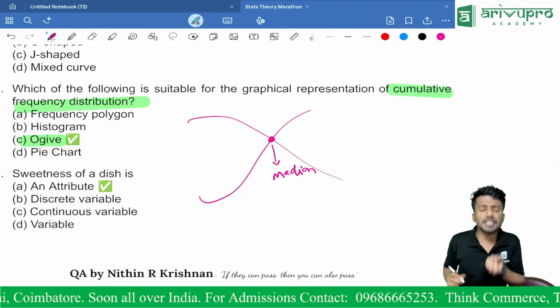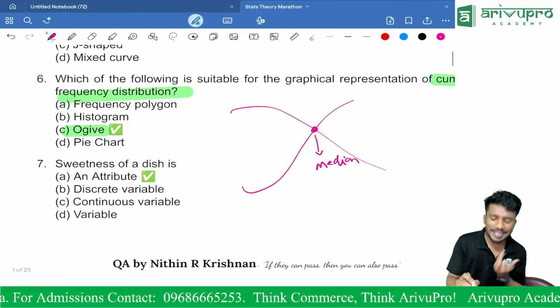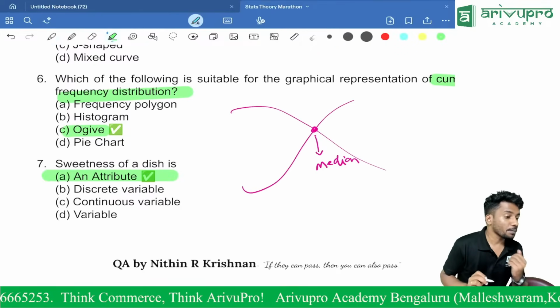Median. Then sweetness. Sweetness is a quality, right? So it is an attribute of a dish. Option A is your answer.